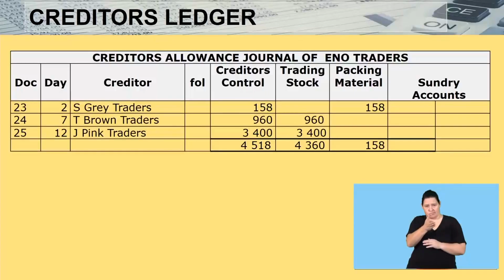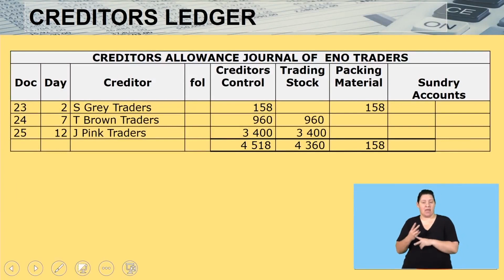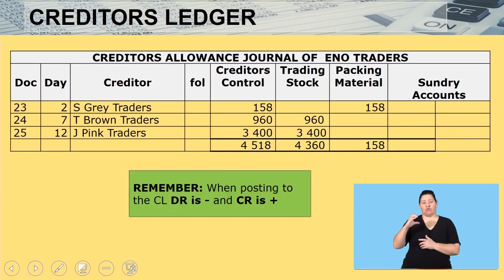We are now going to do the creditors ledger. In the creditors ledger, we are preparing it with the information from your creditors allowances journal. Remember, we have already prepared the creditors allowances journal, which you can see right before you. Now what we are going to do is prepare the creditors ledger.